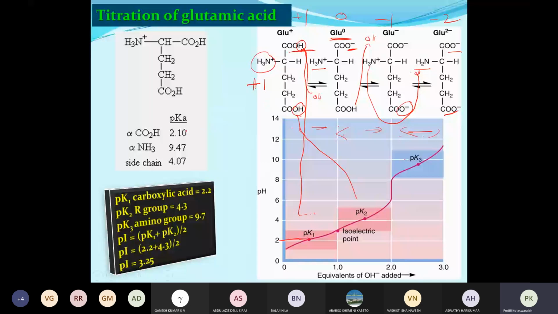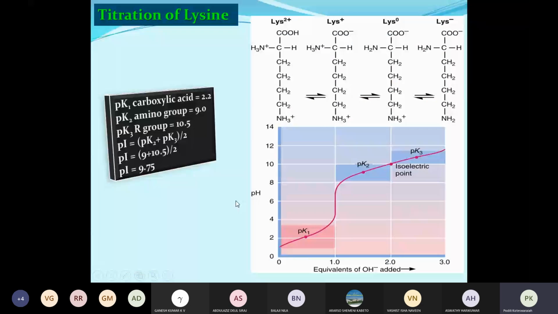So in the case of acidic amino acids, the pI is equal to the average of the pKa values of the two similar functional groups. Here, the two similar functional groups are the side chain carboxyl group and the alpha carboxyl group. Therefore the pI is equal to pK1 plus pK2 by 2. Since glutamic acid is an acidic amino acid, you can notice here that the pI value lies on the acidic side, around 3.25. So this is about the titration curve of an acidic amino acid.